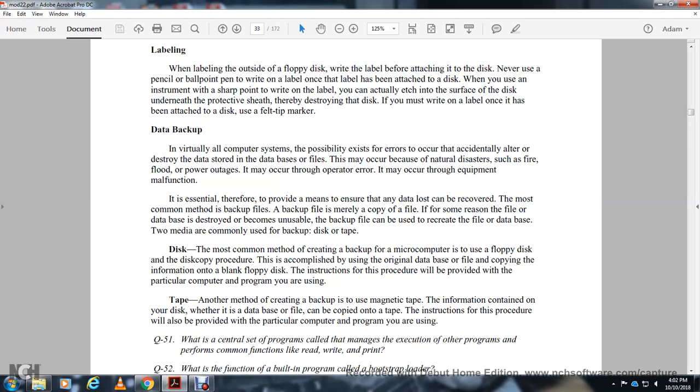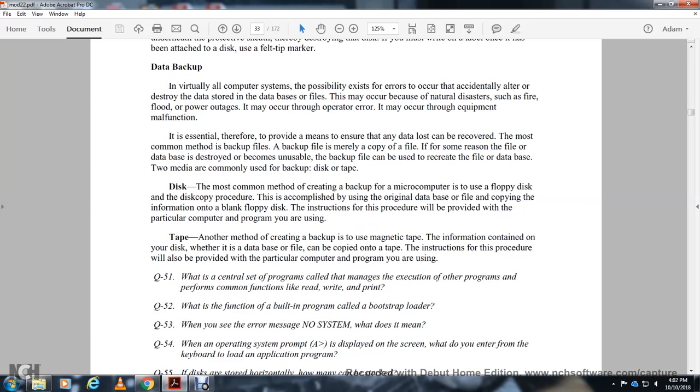is to use the floppy disk. The disk copy is accomplished by using the original database or file and copying the information onto a blank floppy disk. The instructions for the procedure will be provided with the particular computer and the programming you're using. Tape. Another method of creating a backup is magnetic tape. The information containing your disk, whether in the database or the file, can be copied onto the tape. The instructions for the procedure will also be provided with the particular computer and the program you're using.